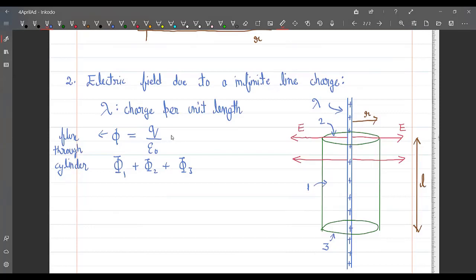And charge inside, see, lambda is charge per unit length. So I can write lambda as Q by length of the cylinder. From here, we can write the charge inside is lambda times L. So phi 1 plus phi 2 plus phi 3 is equal to lambda times L. This comes from your Gauss law. Any questions up to here?